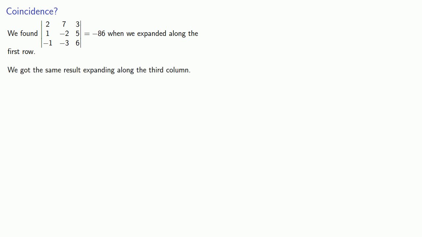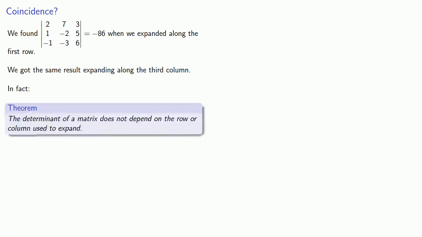And so notice that we found this determinant to be negative 86 when we expanded along the first row, but we got the same result expanding along the third column. And in fact, this is no coincidence. This is an example of a general theorem that says the determinant of a matrix does not depend on the row or column used to expand.